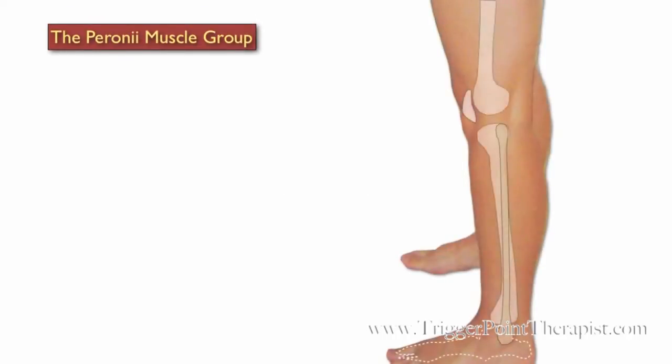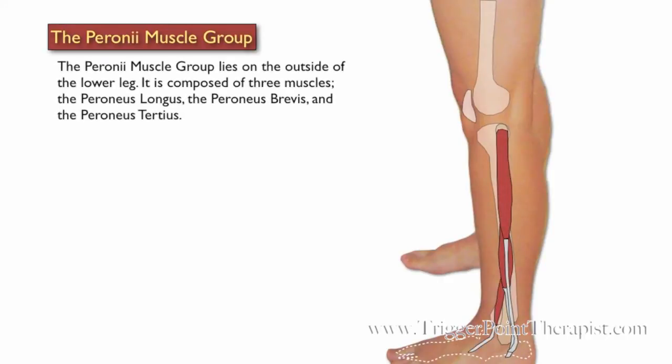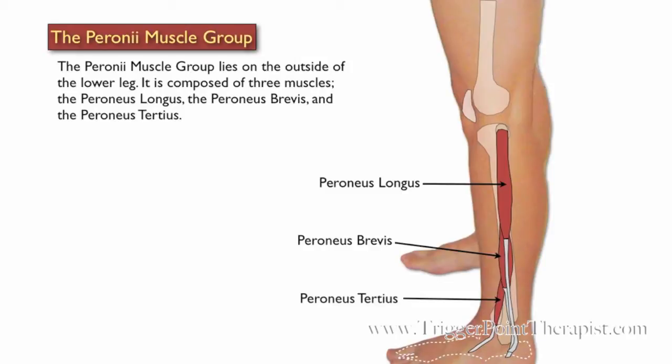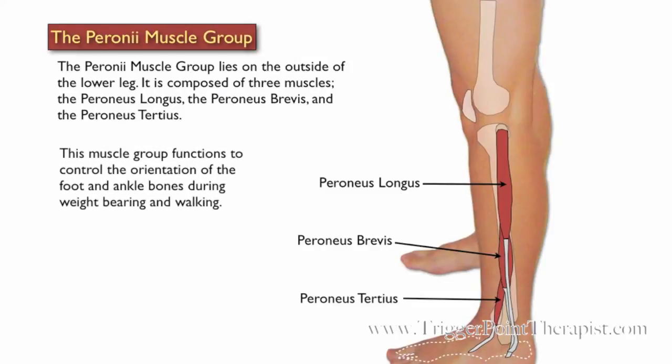The Peronii muscle group. The Peronii muscle group lies on the outside of the lower leg. It is composed of three muscles: the Peroneus longus, the Peroneus brevis, and the Peroneus tertius. This muscle group functions to control the orientation of the foot and ankle bones during weight bearing and walking.